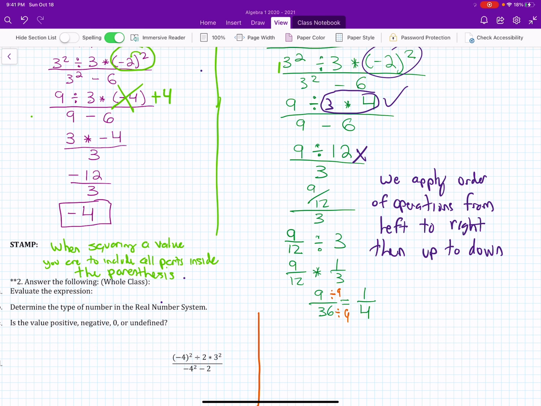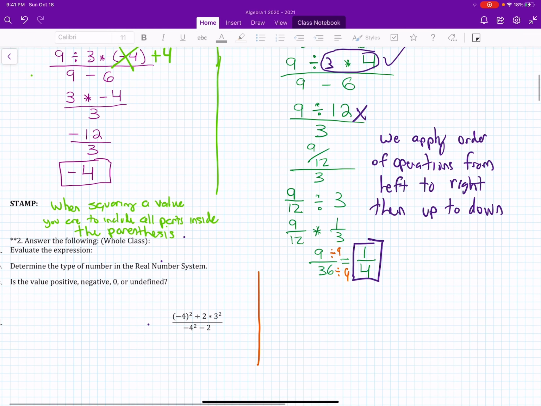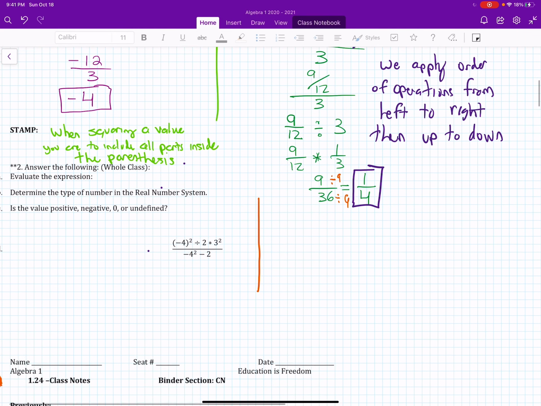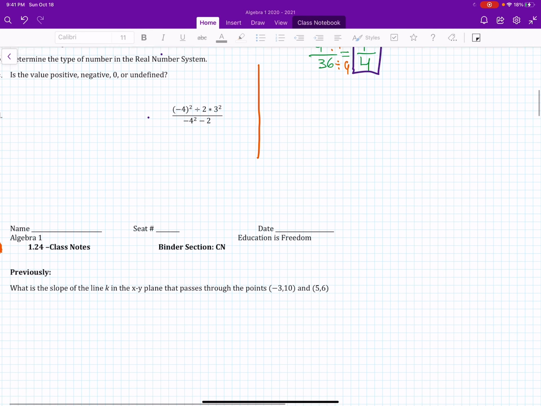And just as a cool thing, 9/12 times 1/3 is 9/36, both of them are divisible by 9. It's a common factor, and so we get 1/4 as our simplified expression value. And independent practice we have there.